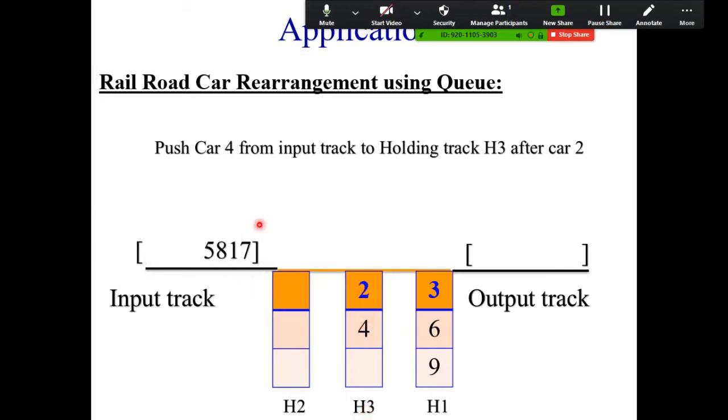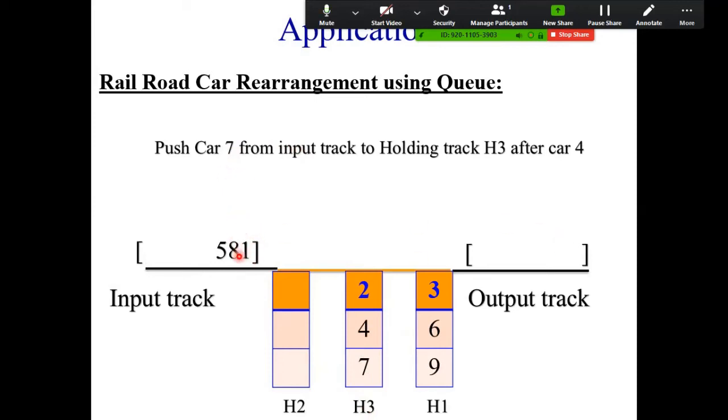Next, car number 7. I take this car number 7 from the input track and push it into holding track H3 next to car number 4. Next, which is my car to be output? First car to be output to the output track is what?